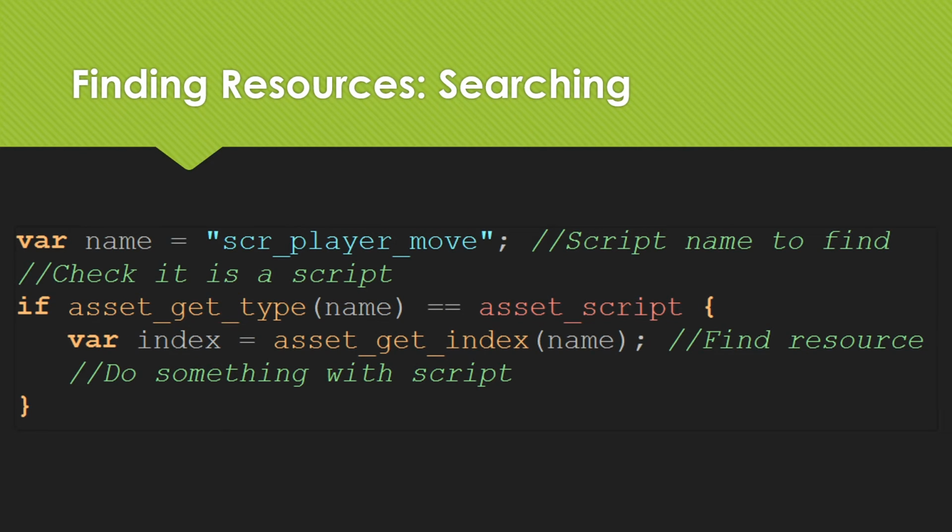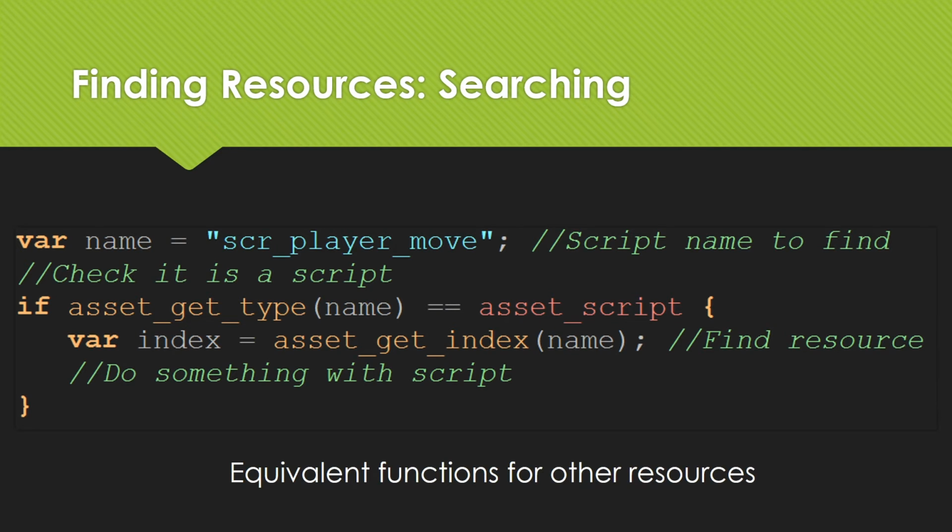The second way of finding resources is through searching. So you could have a set name you're looking for. In this example, we have scr_player_move. First of all, what you would do is check if this script actually exists. And this asset_get_type actually allows you to do two things in one. First of all, it will return asset undefined or unknown if the script doesn't exist, so you'll be able to find out if you actually have this asset available. But also, quite importantly, it will tell you if this asset is in fact a script. It could be an object. So just to make sure, we make sure it's a script, like so. We can then, of course, get the index, which is what we're actually going to be using throughout our code to execute the script and so on, using asset_get_index.